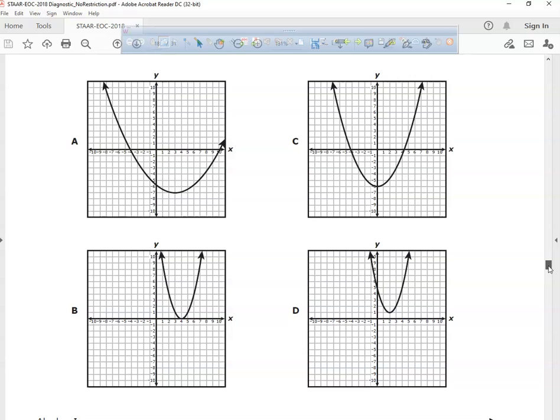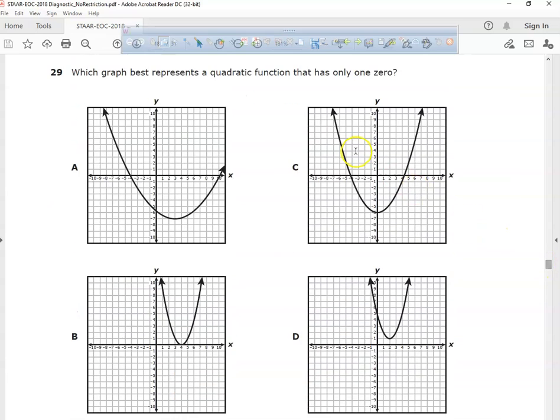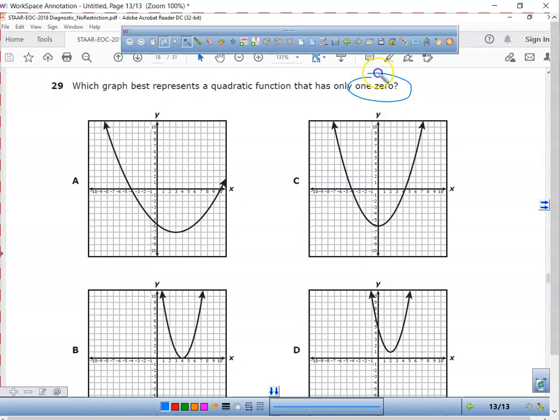All right, this one's going to be super, super easy. It says which one has how many zeros? 1. Looking for the one that has 1 zero. How many zeros does this have? 2. How many zeros does this have? 2. How many zeros does this have? None. So put none. This is the only one that has 1. That's a gimme. You just have to know what a zero means in a quadratic. It's where it touches the x-axis. If you got that one wrong, don't tell me.